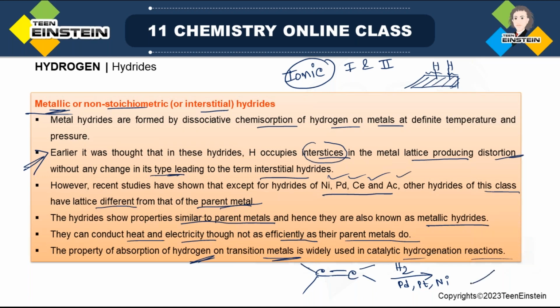So what is the purpose of taking these metals? Actually, what happens? There is a surface of metals, and on this surface the hydrogens are attached. Now the C=C double bond comes just above this metal surface, this bond is broken and the hydrogens are attached to the carbons, and we get new carbon-hydrogen bonds. Fine. So this property of absorption of hydrogen on the surface of transition metals, that is Pd, Pt, Ni, is widely used for this type of catalytic hydrogenation in organic chemistry.